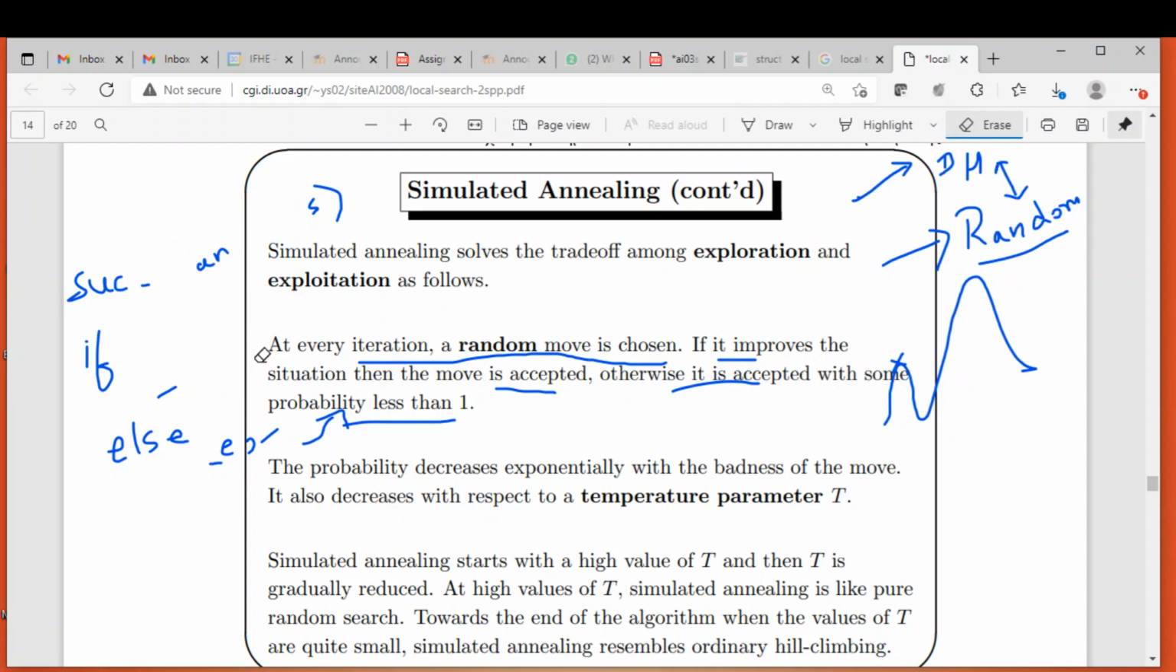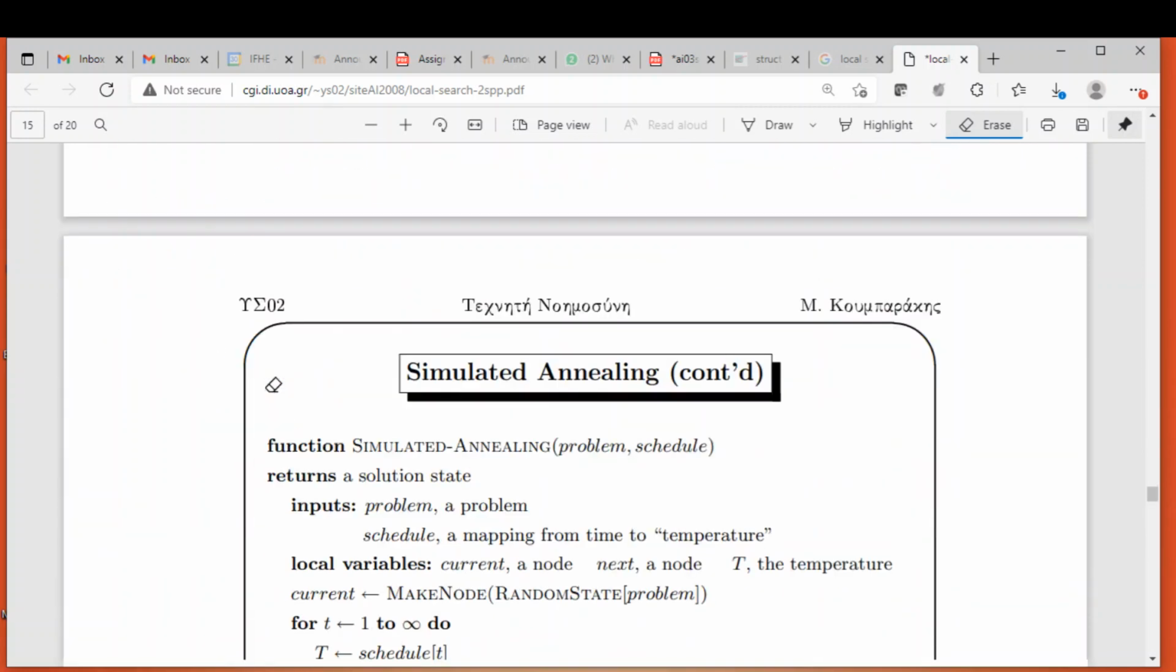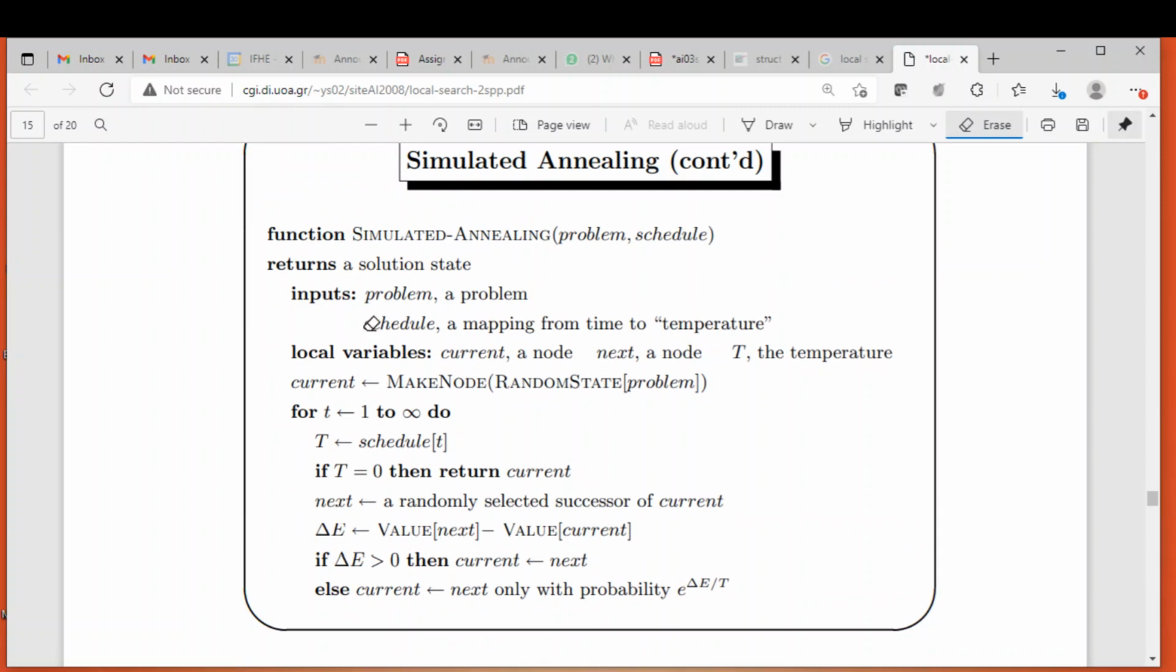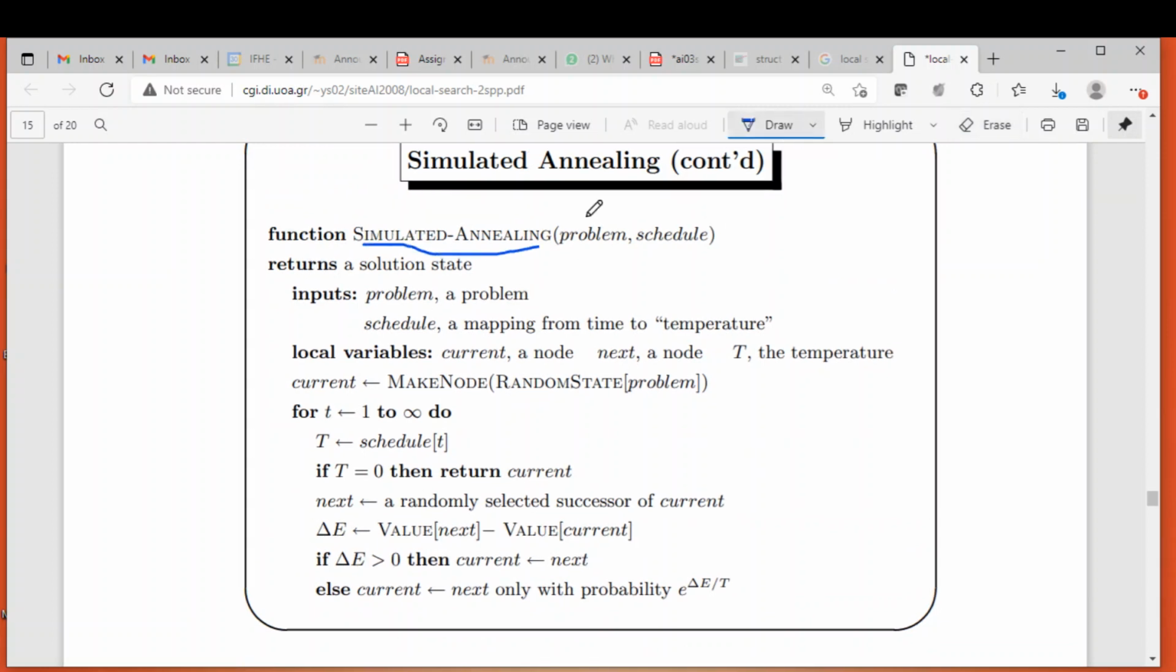Fine, so let us see the algorithm. This is the algorithm for simulated annealing. It's a very simple algorithm. It takes the problem and the schedule. The schedule is a mapping from time to temperature, because we need a control parameter. Time represents how long the algorithm is running. It returns a solution state.